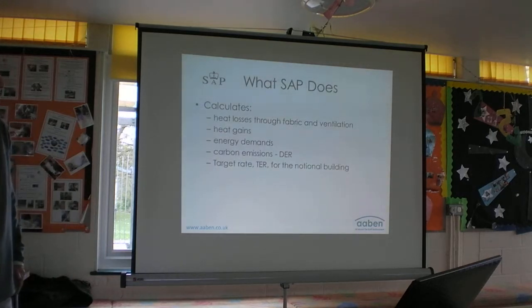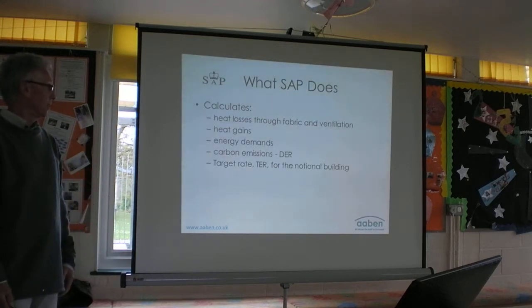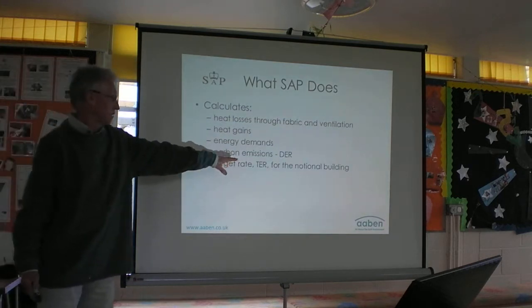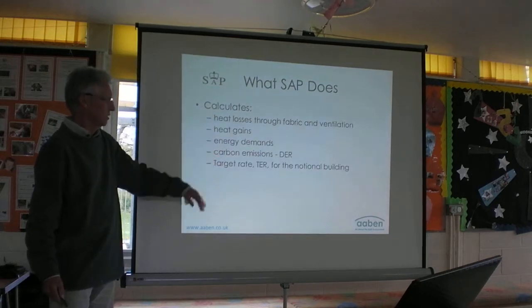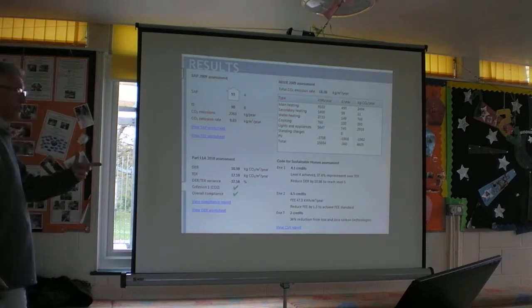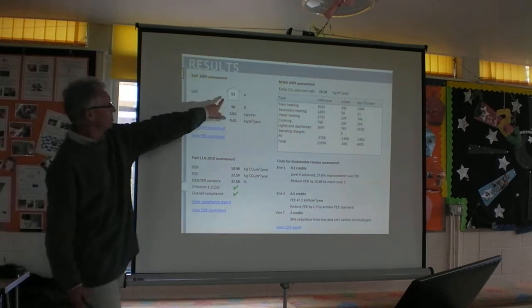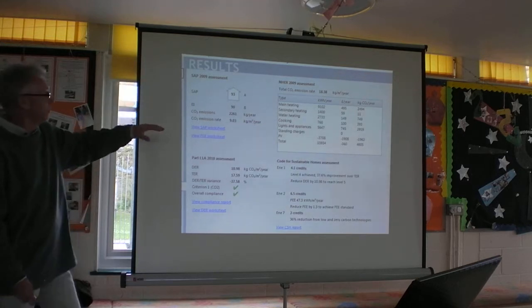It does it by calculating heat losses through fabric and ventilation, measuring heat gains, losses from devices, energy demands, creates this carbon emissions DER, and calculates this target rate. So we calculate this, all the way through, and we end up with some numbers. Now that is a screenshot of the results sheet of a SAP calculation. So you can see what information it gives you. It gives you a rating, you know, the old coloured bands like on your fridge, A to G. So it gives you a rating.